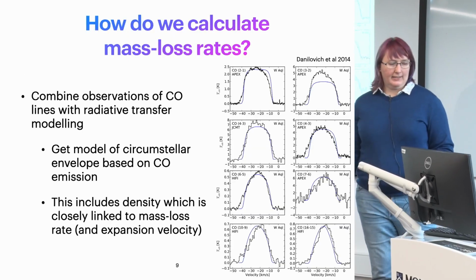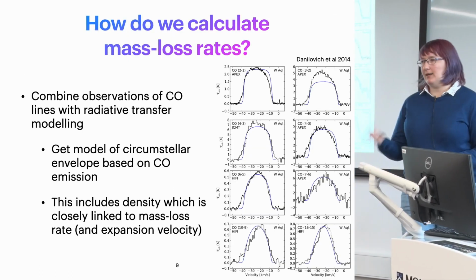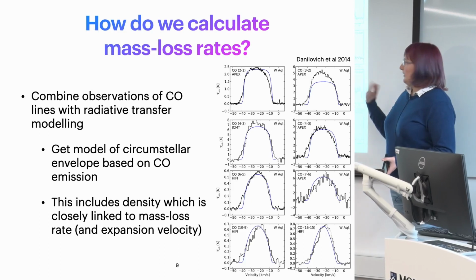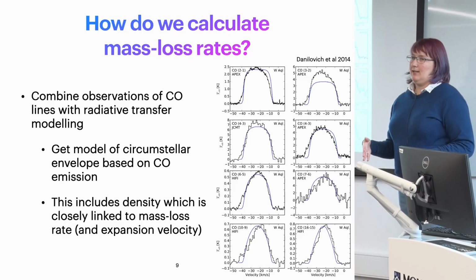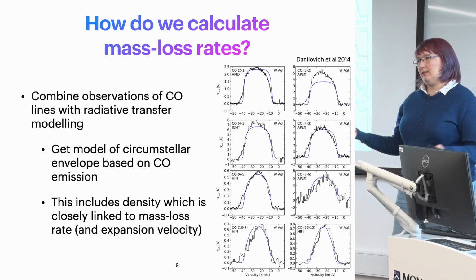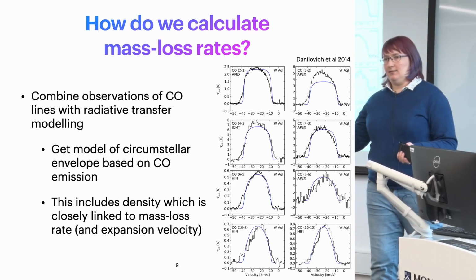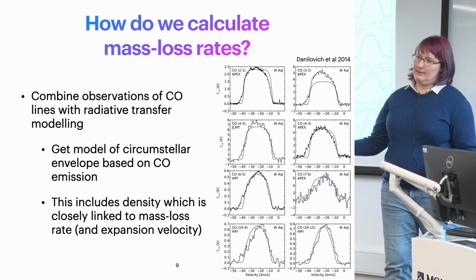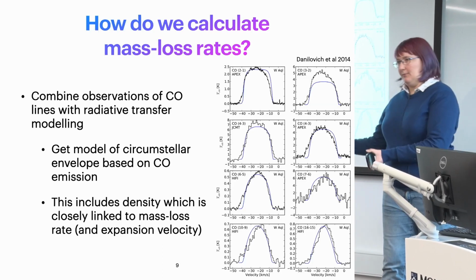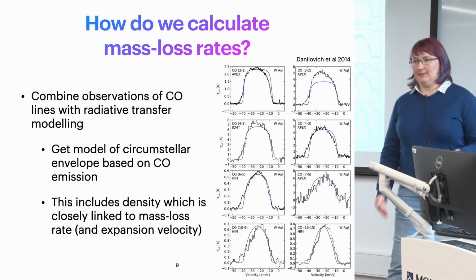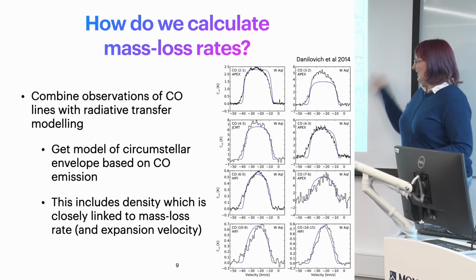So how do we calculate mass loss rates? We combine observations of CO with what we call radiative transfer modeling, where we build a model of the circumstellar envelope and then use that to predict the intensities of the CO lines, compare that with the observations, and adjust until we get the right answer. Here is a random example.